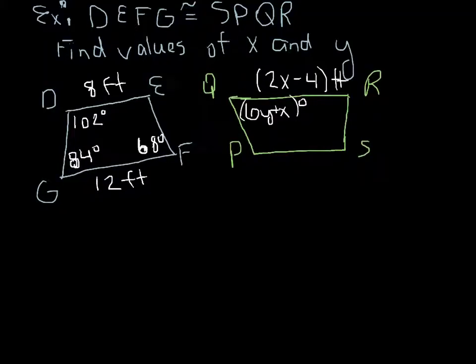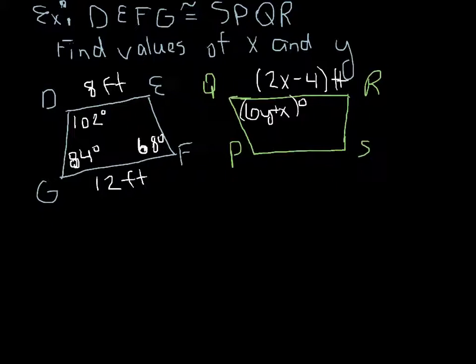In this example, it is telling us that these two quadrilaterals are congruent. Quadrilateral DEFG is congruent to quadrilateral SPQR. Our task is to find the values of x and y. To solve problems like this, we're going to use the concept that corresponding angles are congruent and corresponding sides are congruent. Our figures have been rotated so they don't look exactly the same, so we need to pay attention to the order.